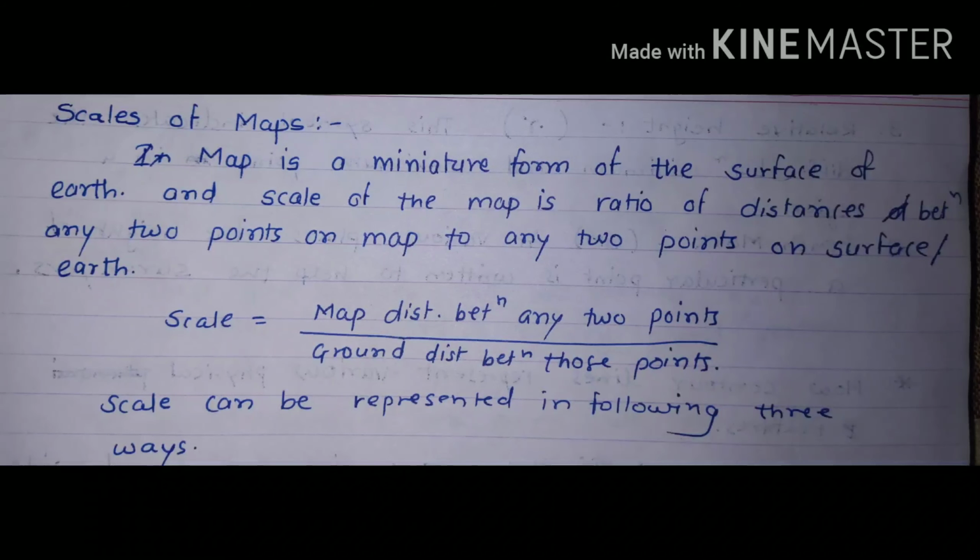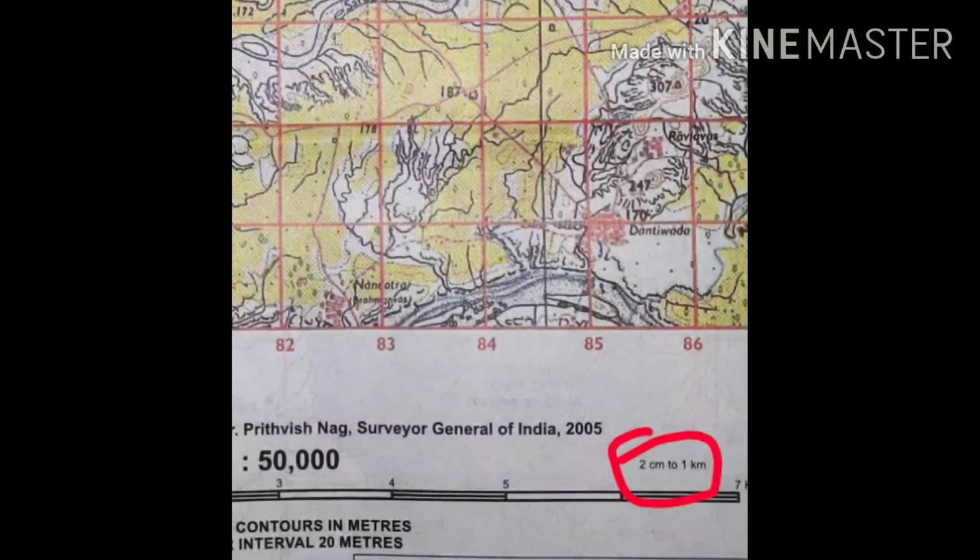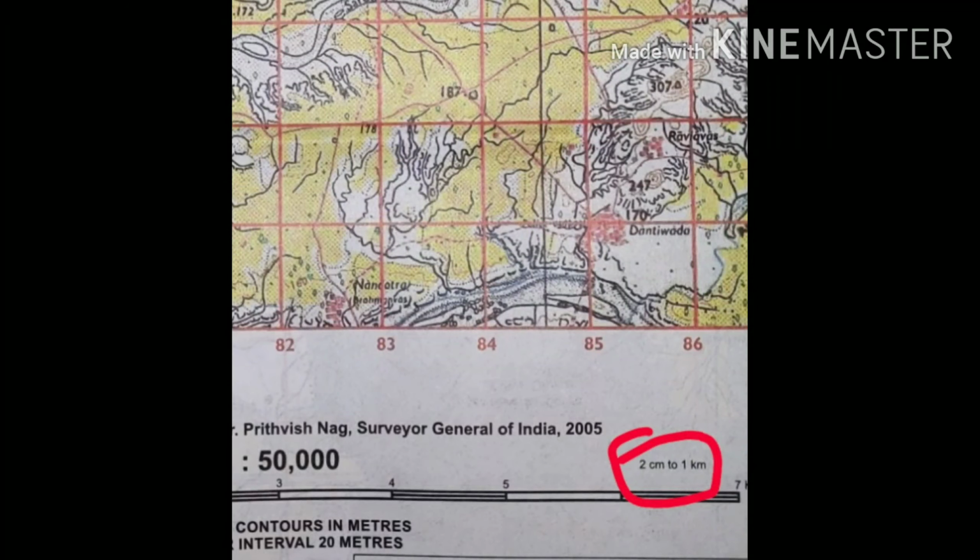The 3 ways are: the first way is statement, the second way is linear or graphical scale, and the third way is representative fraction or RF. We will study in detail about all these 3 types. The first type of scale is a statement.